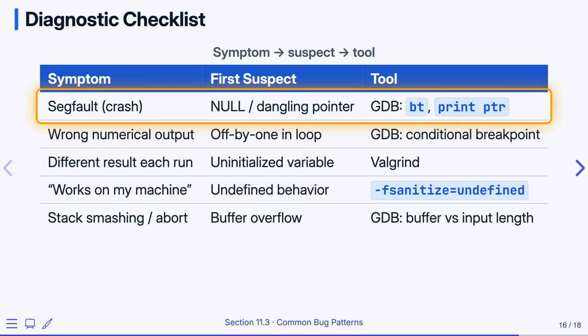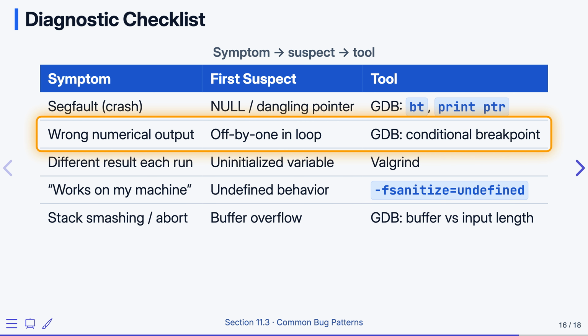This is the whole section as one checklist. Start with the symptom. Suspect the most likely pattern and reach for the right tool. A segfault means a null or dangling pointer, confirmed with GDB's backtrace and print. Wrong numerical output means an off by 1 in a loop, confirmed with a conditional breakpoint at the boundary iteration.